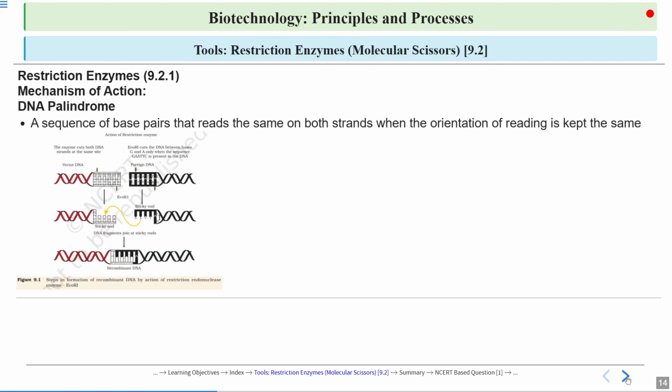It tells the same thing, that a sequence of base pairs that reads the same on both the strands when the orientation of reading is kept the same is called a DNA palindrome, and many of the restriction enzymes recognize palindrome sequences. For example, EcoRI recognizes this sequence. It comes and cuts between the base pair G and A, makes sticky ends, and then we ligate it using DNA ligase.